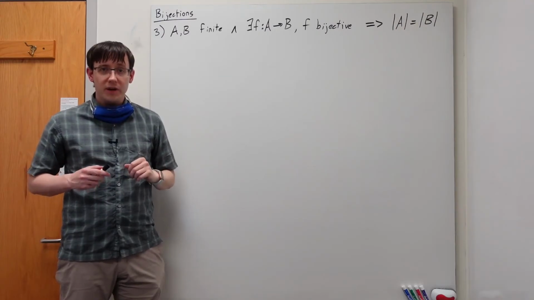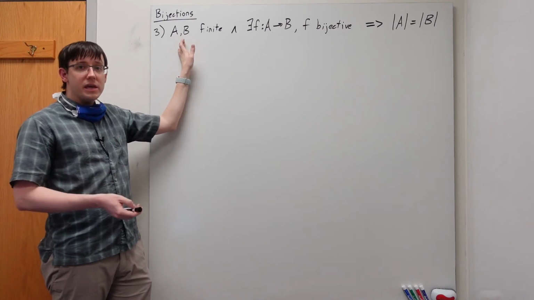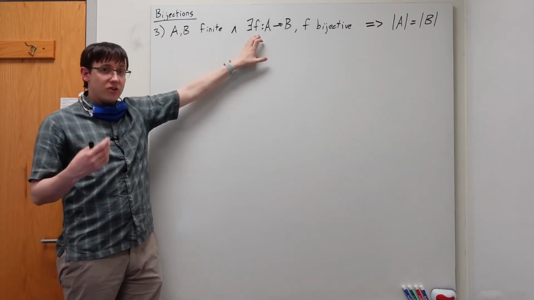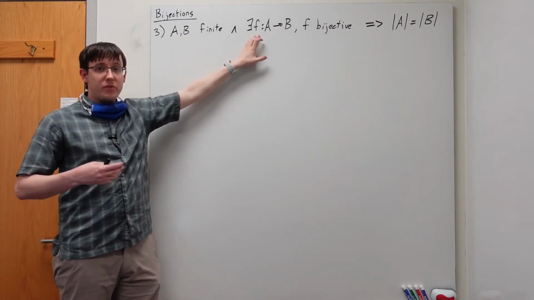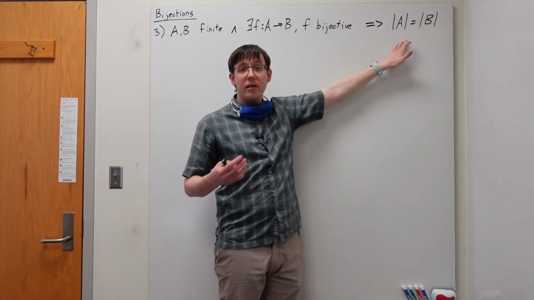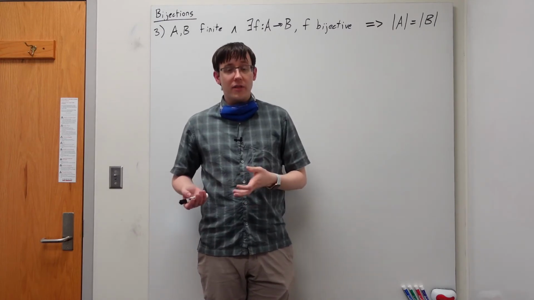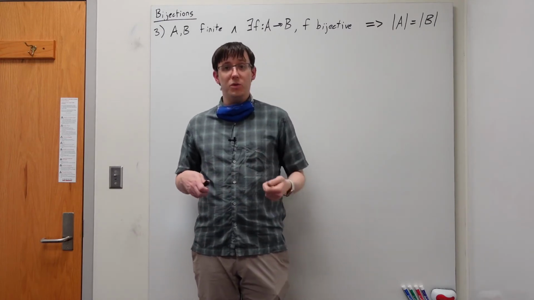Part 3 of our pigeonhole principle said that if we have finite sets A and B, and some bijective function that maps A to B, then we can conclude that A and B have the same cardinality. But we can easily argue that this implication actually goes both ways.